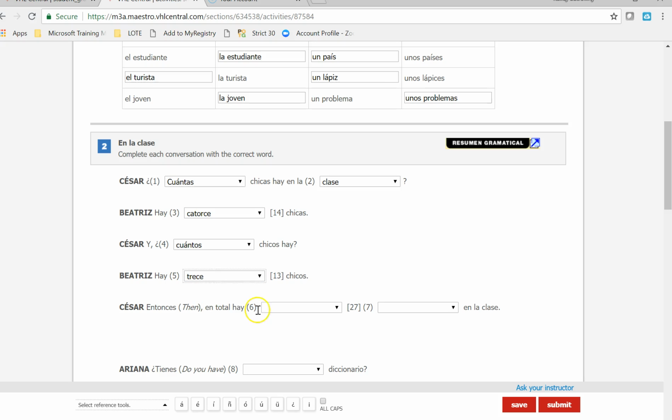Entonces, en total hay 27, so it says we want 27. 26 means 26. 27 estudiantes en la clase. If we just pick chicas here, that would mean just girls. And earlier in the conversation, they talked about having 14 girls and 13 boys. So we need a word here that encompasses both of those. So it's estudiantes en la clase.